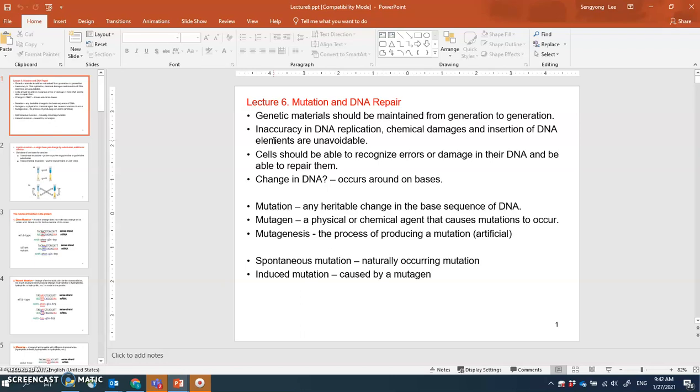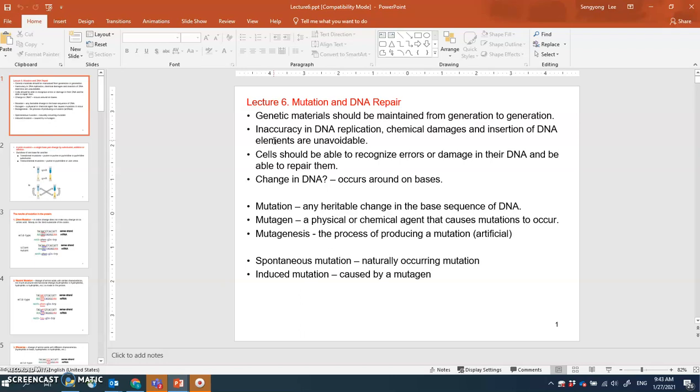Then if there are so many possibilities of mutation, how would the cells be able to survive? That's kind of the question, right? But the thing is, cells have some means of recognizing errors or changes, and then they have a mechanism to repair those changes made on their DNA before they are passed down through DNA replication. So those are DNA repair mechanisms. So understand that. That's what we're going to talk about through this lecture.